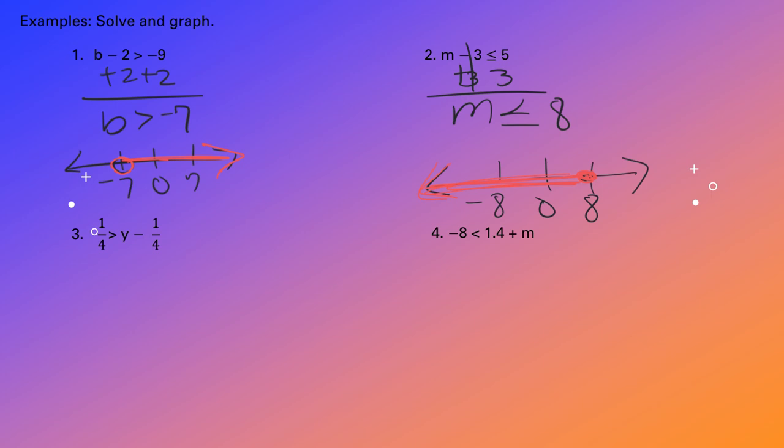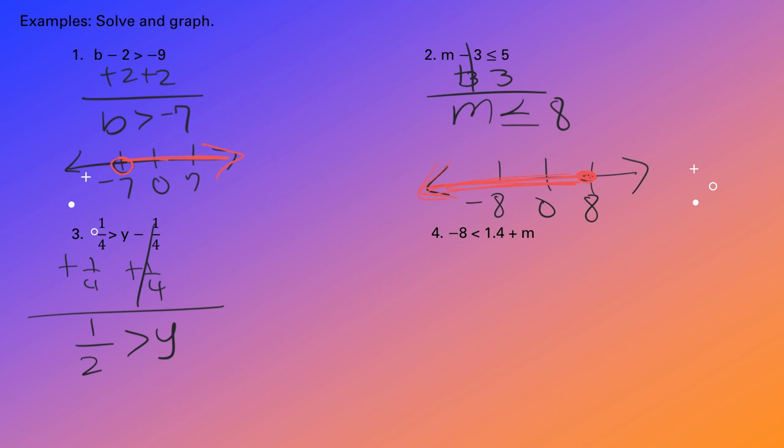All right, number 3. Number 3 looks harder than what it is. Just because we see a fraction, it doesn't mean it's going to be hard, okay? It's 1/4. What is 1/4 equivalent to in decimal? 0.25, a quarter, right? What's the first thing I do here? I'm going to add 1/4 to both sides. That one cancels out. And 1/4 plus 1/4 gives me what? Half, right? Which we know is 2/4. 2/4 is the same as half. Is greater than y.